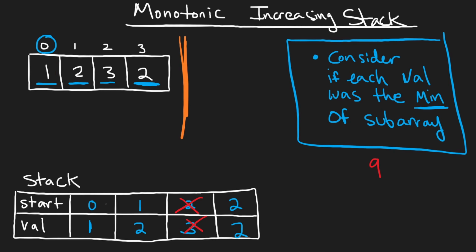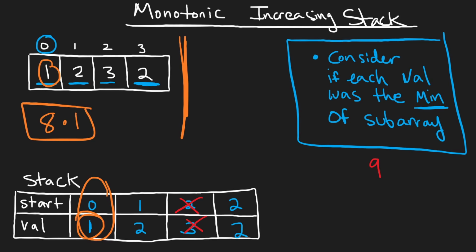So let's look at the first value in our stack. It's 1 and the start value was 0. So we're going to get the sum of the entire input array. That's going to be 8. And the minimum value of the subarray was just the value that we popped, 1. 1 times 8 is 8, and that's not larger than our current maximum. We're done with 1. Let's get to the next value in our stack.